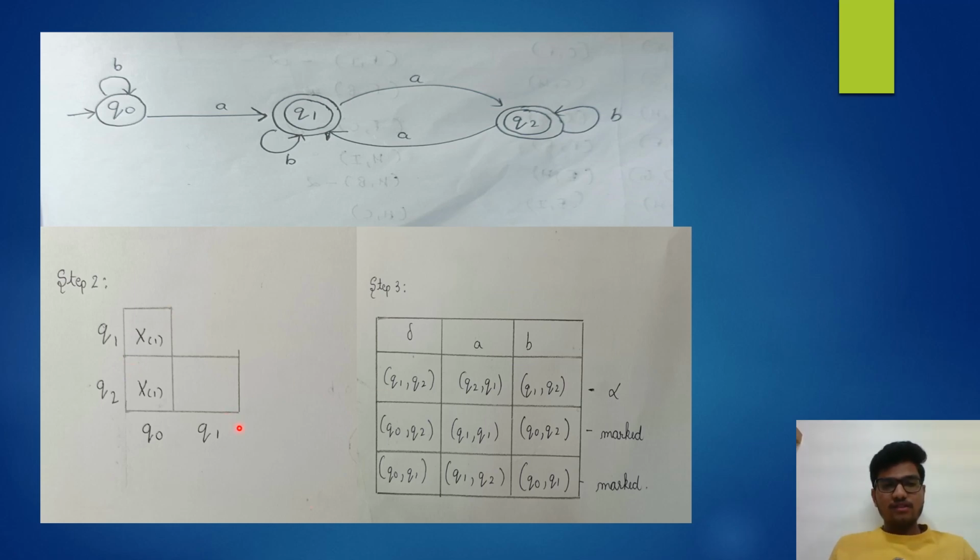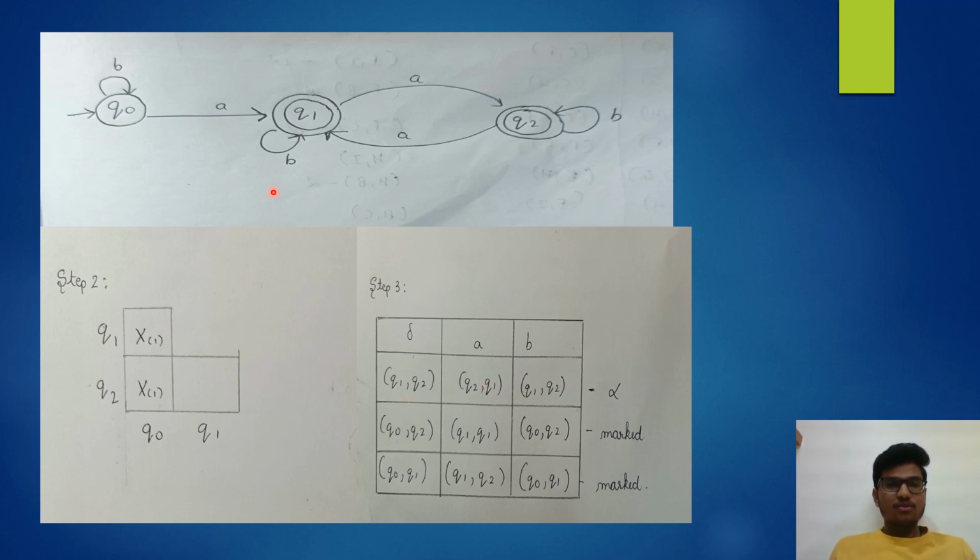Now we check the further states which can be marked with a cross symbol in the table. We create a table consisting of row A and B, and we take the square which is not marked, that is Q1 and Q2. Here Q1 and Q2. Q1 on A goes to Q1. Q2 on A goes to Q1.